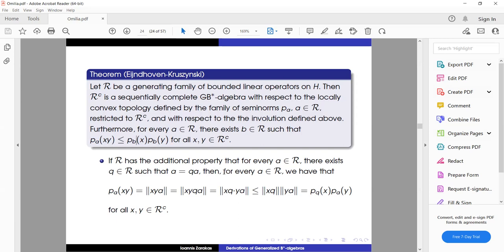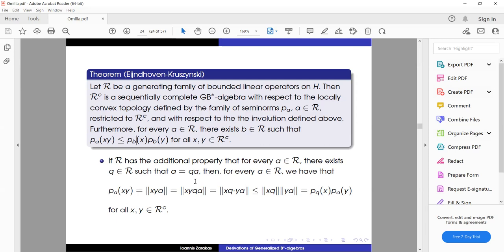Yet, if we make an additional assumption, which is what I have noted here in the bullet that follows the theorem, and this assumption reads as follows: for every alpha from the family R that we started with, we suppose that we have another element Q from the family R, such that alpha is Q times itself. In a sense, it's like taking a projection support of alpha. Q is like the support of alpha.